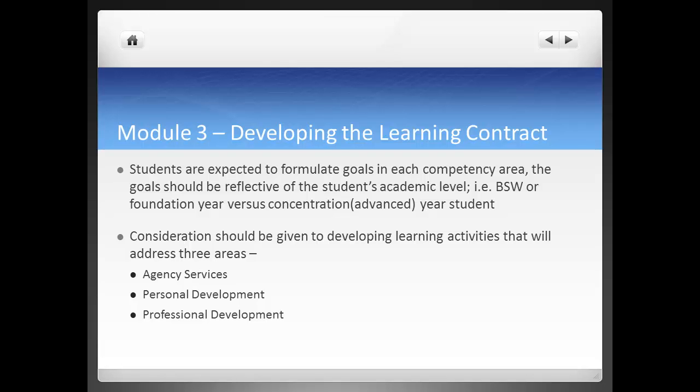So you'll have a date that says when the student will have completed that task, and also where or how it will be evaluated. Will it be evaluated in a discussion in supervision? Will it be evaluated based on a presentation? Or will it be evaluated based on an outcome or a product that they produce, perhaps a resource binder, something along those lines?